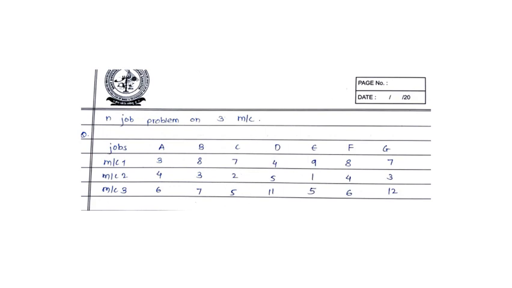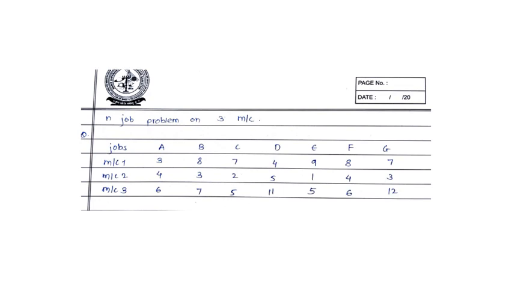If we look at the first condition, the smallest of machine 1 is 3 and the largest of machine 2 is 5. So 3 is not greater than or equal to 5. The first condition fails. If we go for the second condition, the smallest on machine 3 is 5 and the largest on machine 2 is 5. So the second condition is satisfied, and we can convert the 3 machine problem into a 2 machine problem.